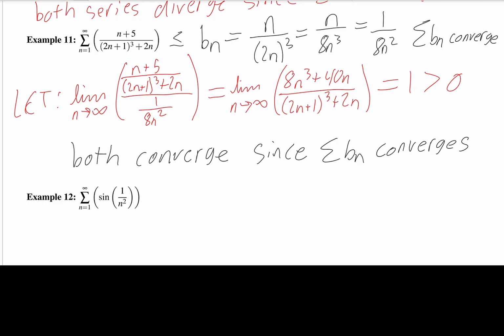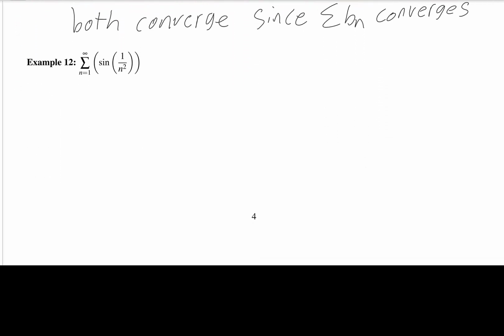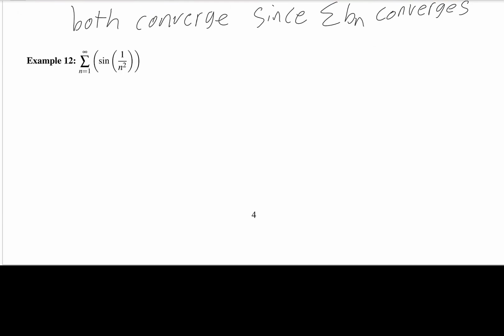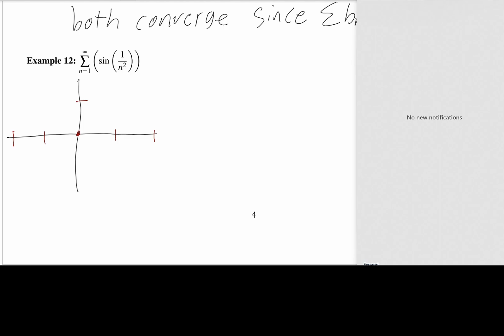Alright, now let's look at example 12. Example 12 is by far the hardest problem on this entire section of notes. That's because there's not really an inequality for us to do. However, let's look at a graph real quick. So here I'm going to make the graph of sine. I'm going to try to do this carefully. That way my picture actually supports the nonsense that's going to spew out of my mouth.